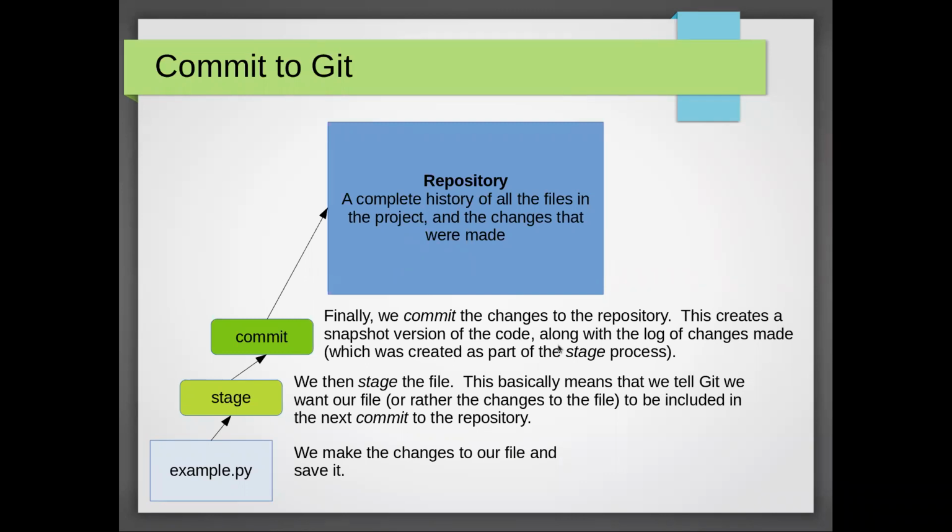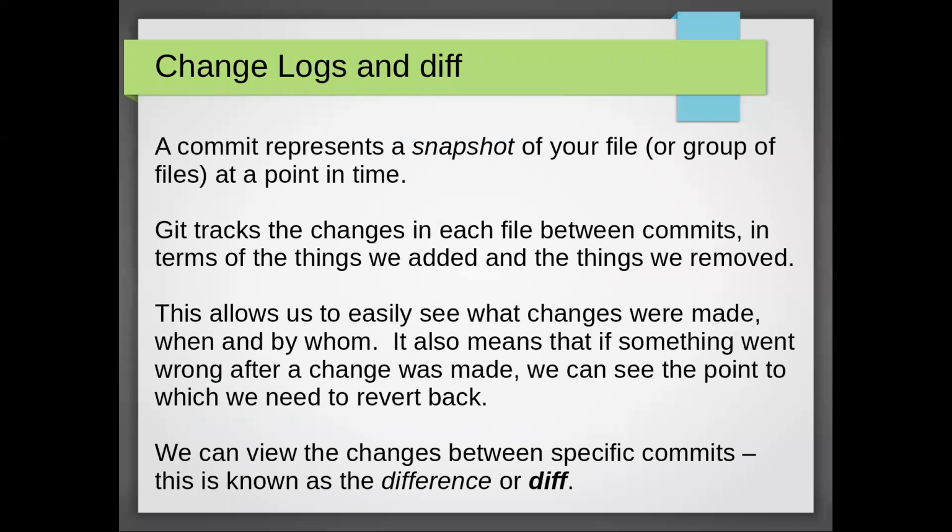So I'm going to show you, because much of this session I'm going to be walking you through how to do this, and you'll see how this works in practice. As I say, a commit represents a snapshot in time of your file or group of files. Basically what Git does is it tracks the changes in each file between commits in terms of the things that we've added and the things that we've removed. So if you've got your example.py file, it'll track you've added these lines of code and you've taken away these lines of code. At a very basic level, that's what it's doing.